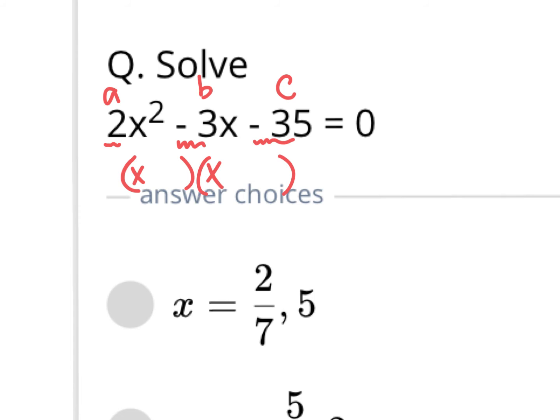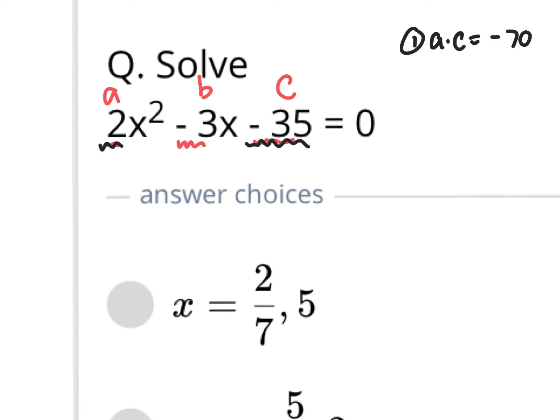So what I'm going to do is erase it since we can't use it. But I will use that multi-step method that I showed you. The first step is to multiply a times c. And of course 2 times negative 35, that is a negative 70. And of course you could use a calculator. Step 2 is to think of the multiples of this answer that combine together to give you the middle value b, which happens to be negative 3.